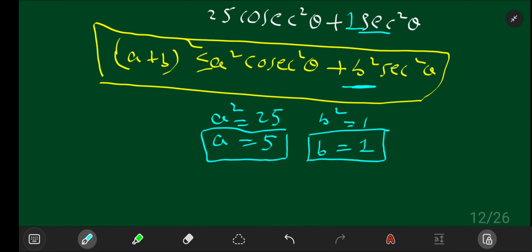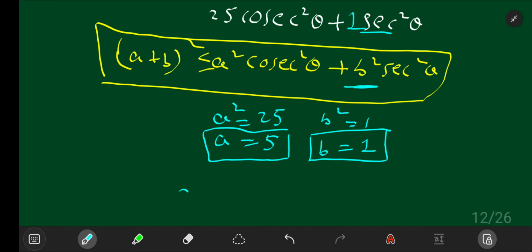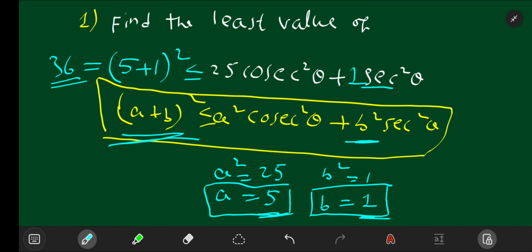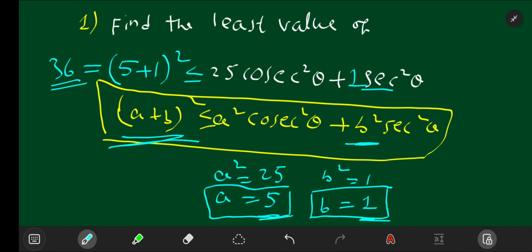Now directly substitute these values. The minimum value is a plus b whole square. This is the formula, no? So directly substitute these values here. A plus b. A in the sense 5 plus b in the sense 1, whole square, that is 6 square. 6 square is 36. 36 is its minimum value. Note down this one. Important example. Okay.